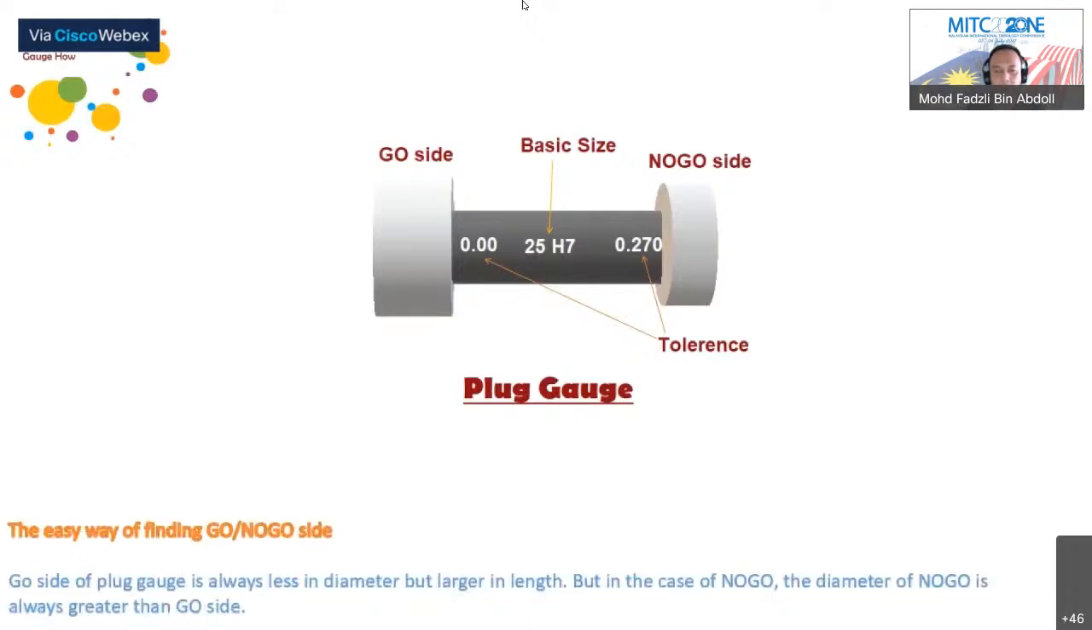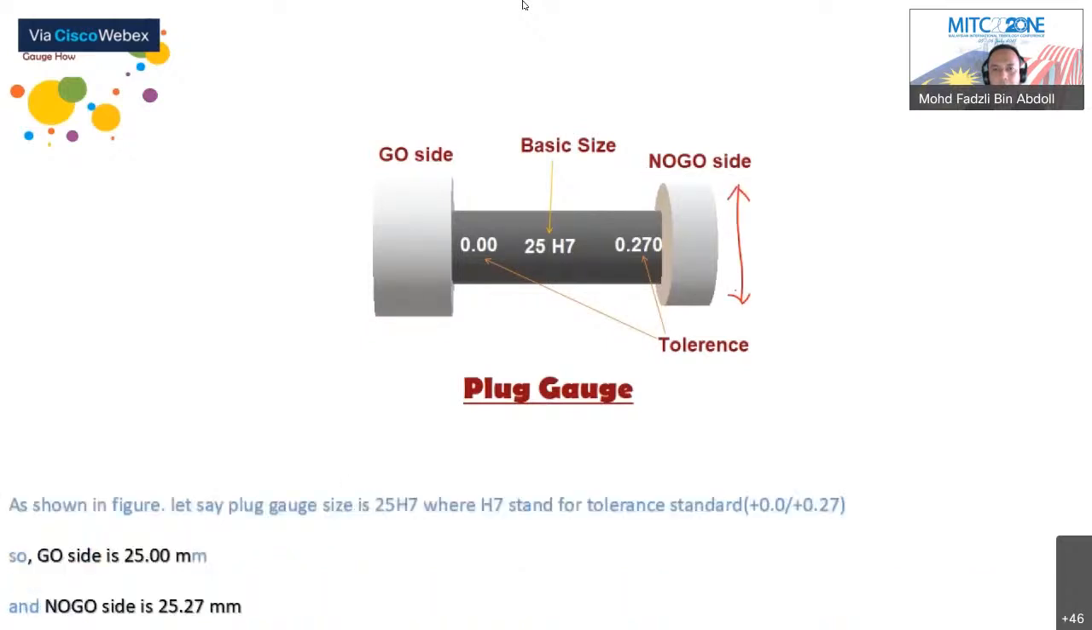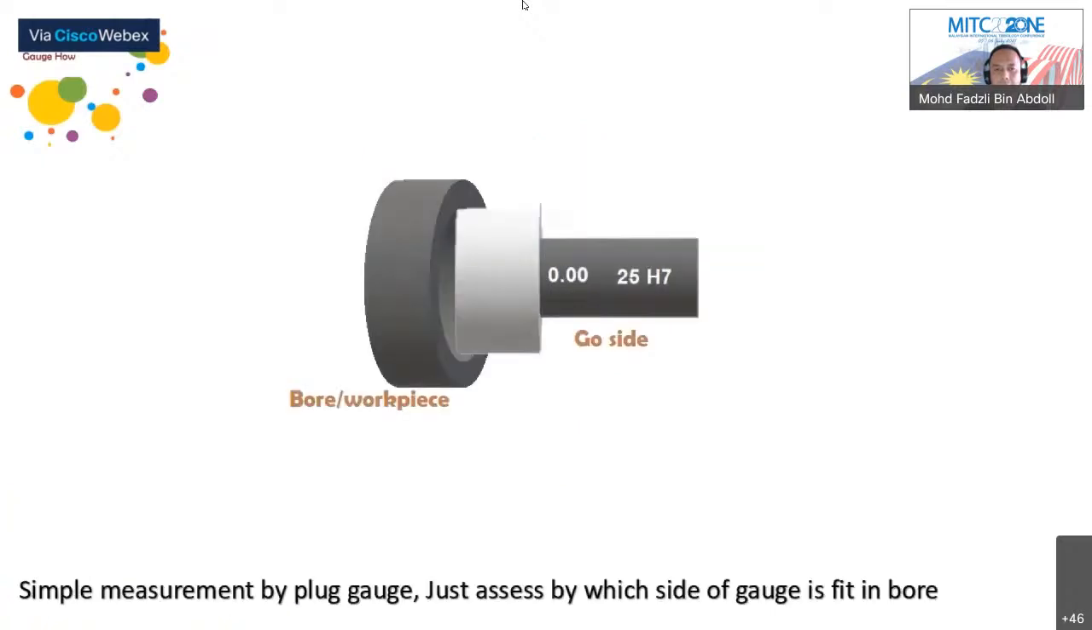The easy way of finding the go or no-go side: the go side of a plug gauge is always smaller in diameter but larger in length. In the case of the no-go side, the diameter is always greater than the go side. As shown in the figure, let's say the plug gauge is 25 H7, where H7 stands for tolerance, standard plus 0 or plus 0.27. So the go side is 25 mm and the no-go side is 25.270 mm. Here is the workpiece or the bore.